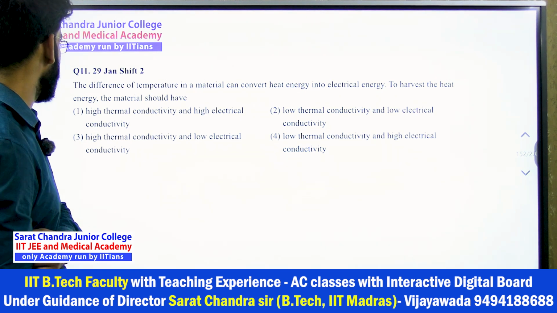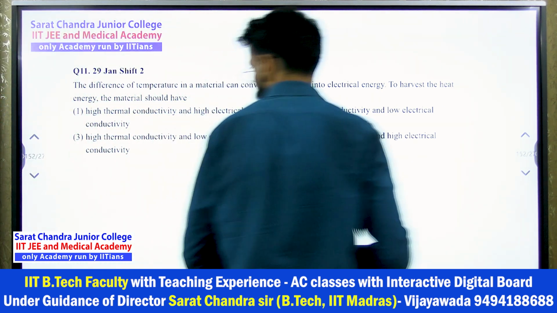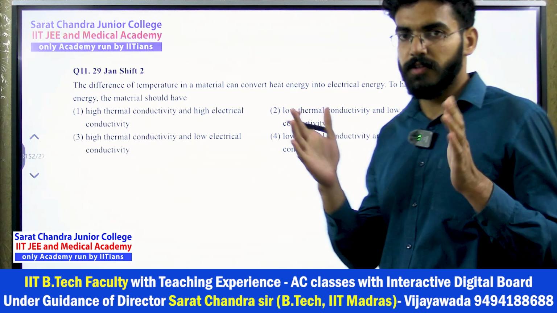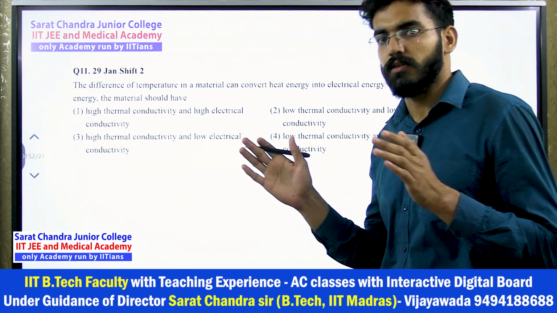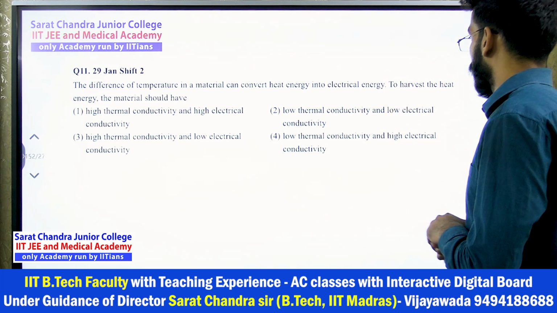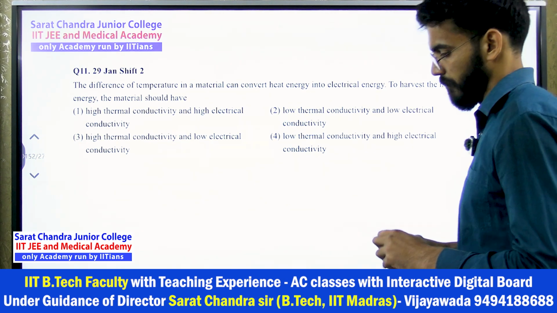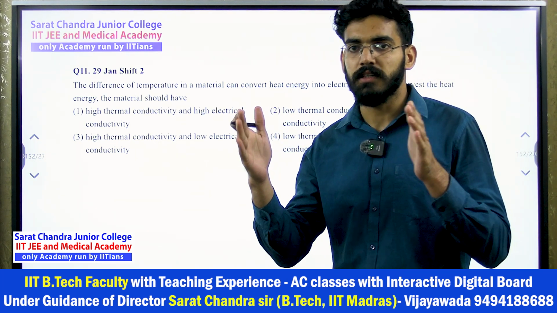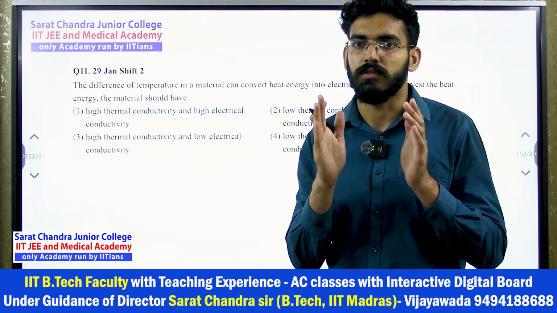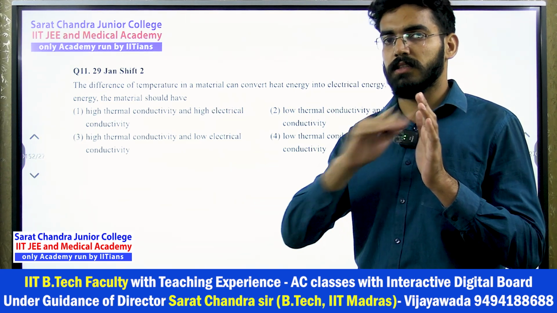11th question. The difference of temperature in a material can convert heat energy into electrical energy. To harvest heat energy, the material should have. Now see, what he is saying is basically that from the difference between the temperature there is a flow of electrons, right? By which we can generate electrical energy, because there is a flow of electrons, right? So for that, what should be the condition between the thermal conductivity and electrical conductivity? See, when I have temperature difference between two points, I want the temperature difference, right? So I don't want the heat flow, because if the temperature difference is maintained, then the electrons will flow, right?